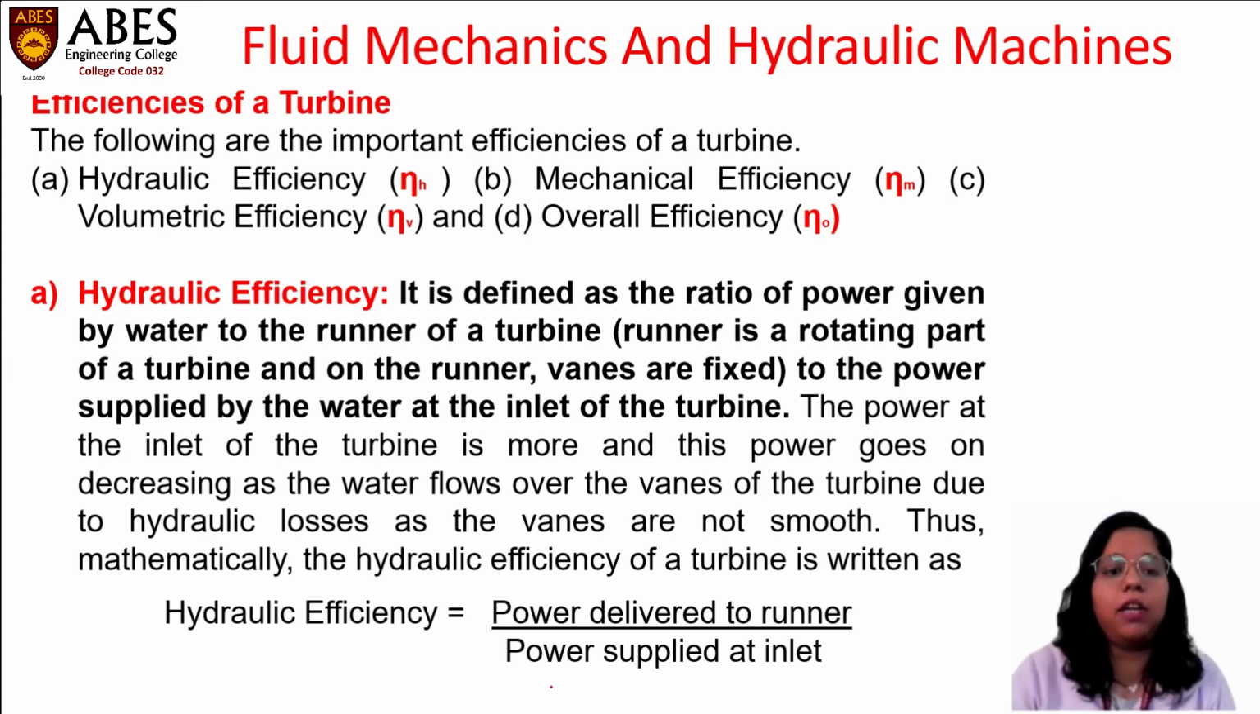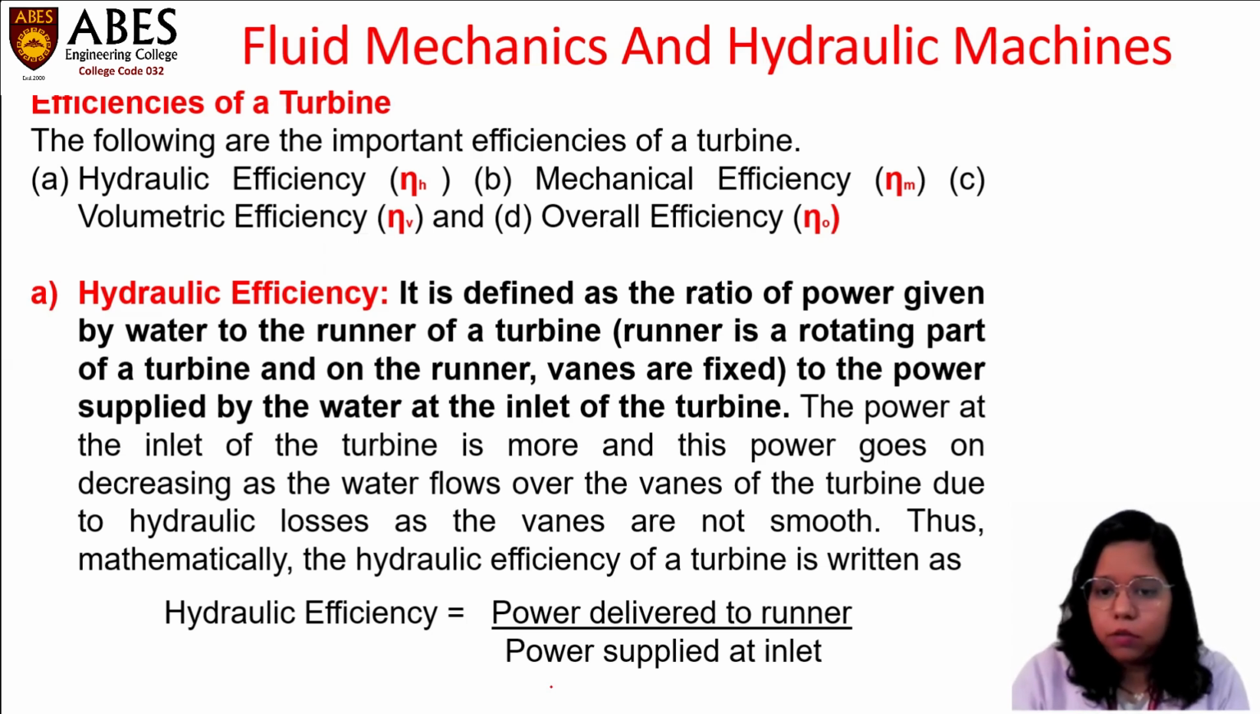So first is hydraulic efficiency. It is defined as the ratio of power given by water to the runner of a turbine. Runner is a rotating part of a turbine, and on the runner there are vanes fixed. We have already seen in the layout of the turbine, there is a wheel, that is the runner. The vanes are fixed on that runner. So hydraulic efficiency is defined as the ratio of power given by water to the runner of a turbine to the power supplied by the water at the inlet of the turbine.